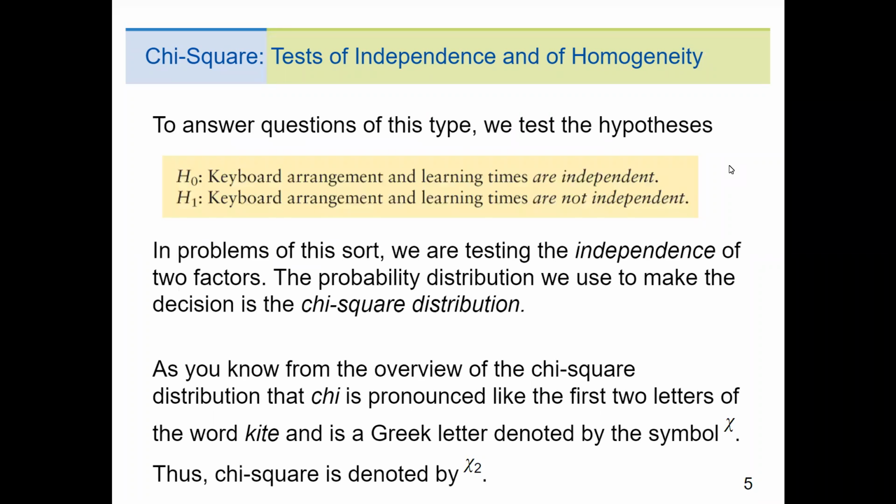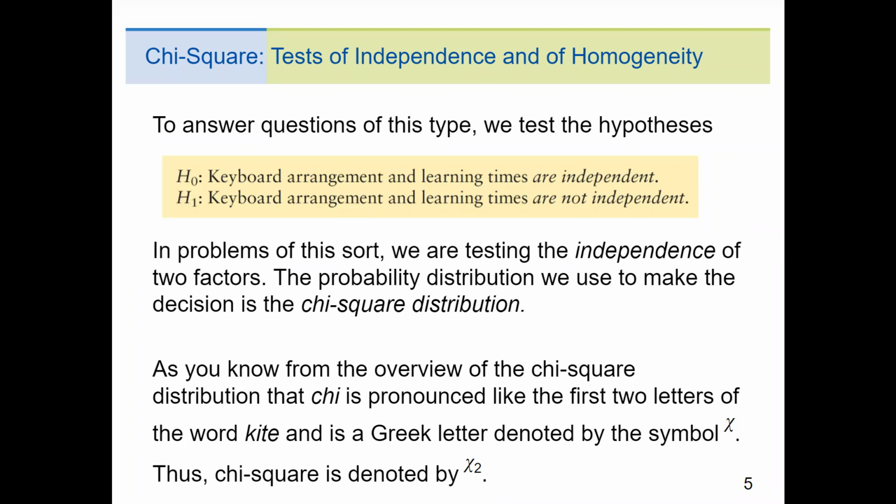To answer questions of this type, we test the hypotheses. H sub 0: keyboard arrangement and learning times are independent, or H sub 1: keyboard arrangement and learning times are not independent. In problems of this sort, we are testing the independence of two factors. The probability distribution we use to make the decision is the chi-square distribution.